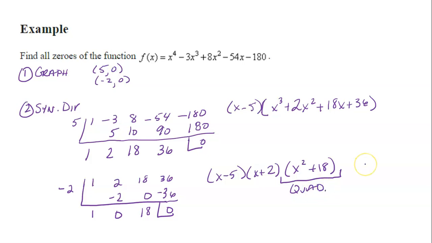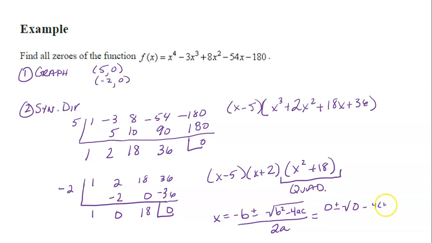Quadratic. So we've got x is equal to negative b plus or minus the square root of b squared minus 4ac over 2a. So let's plug that in. B is nothing. B is 0. Plus or minus the square root of 0 minus 4 times 1 times 18 over 2 times 1. Okay, I'm going to erase some of this so that we can get all of this done.